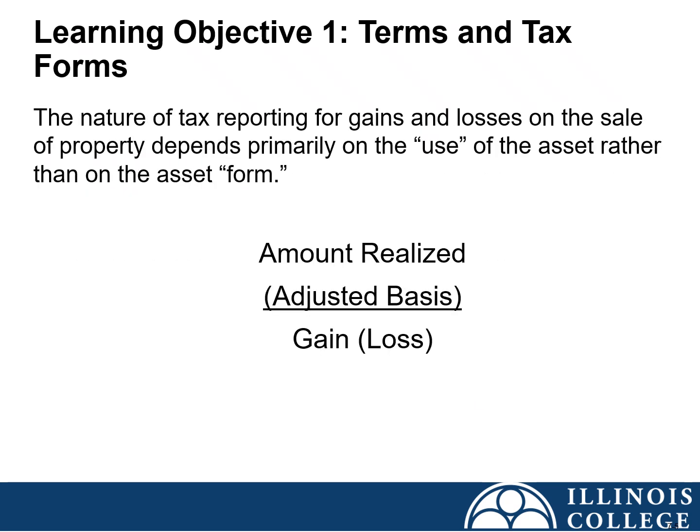So now that we have adjusted basis, we can figure out whether there's a gain or a loss in a sale transaction. And the formula to figure that out is pretty simple. We take the amount realized from the sale and we subtract the adjusted basis. If what you receive is more than your adjusted basis, then we have a gain. If it's less, then we have a loss. And this is one of those formulas that you'll see over and over, so it is worth getting comfortable with this formula.